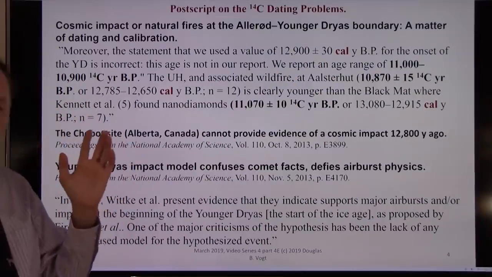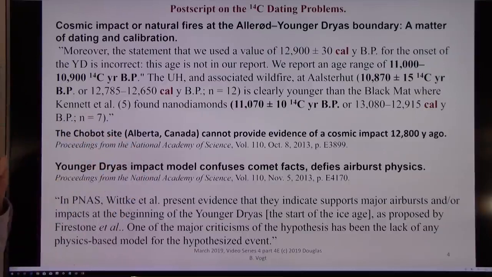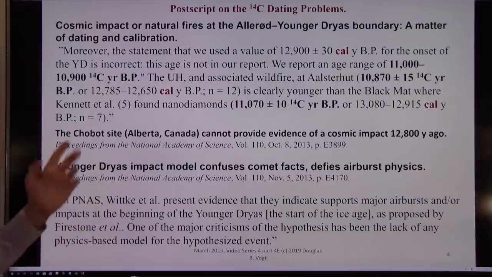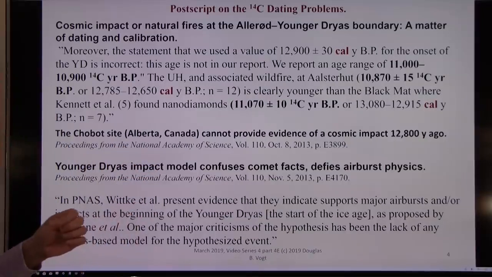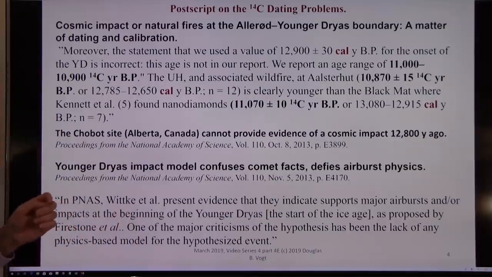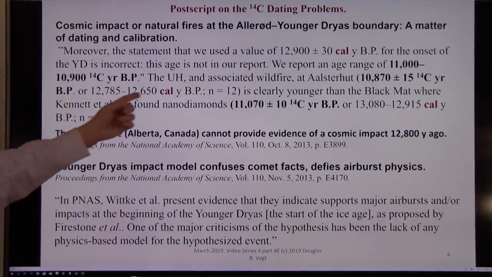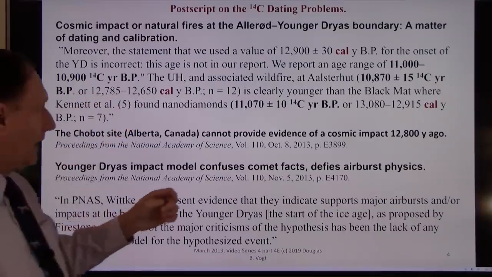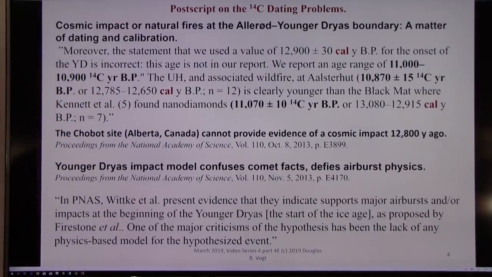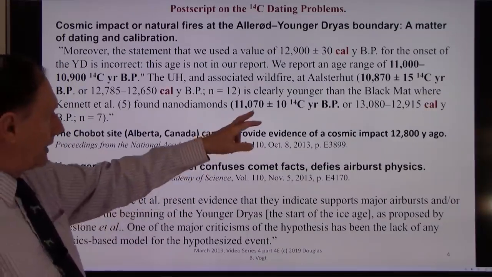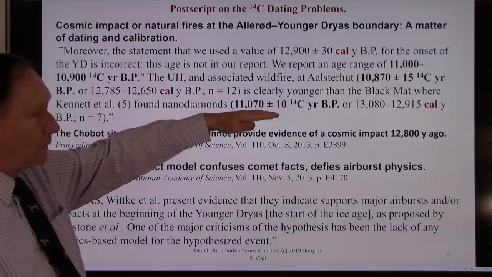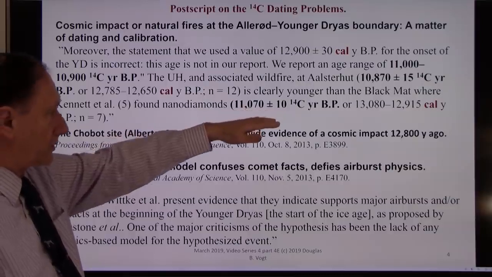I'm going to give you the logical reason why. The wildfire was 10,870 plus or minus 15 carbon-14 years. And this is how they added 2,000 years to it, which is ridiculous. And clearly younger than the black mat where Kennett et al. found nanodiamonds, 11,070 plus or minus, again about 1,000 years newer than I know this thing happened, 12,000 years ago, and you'll know why.